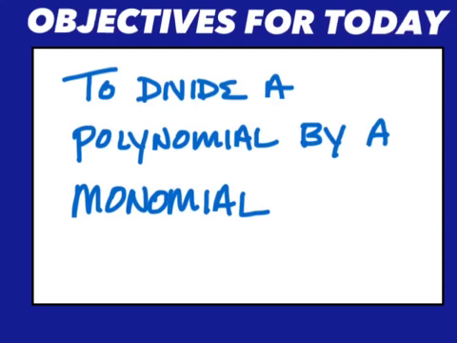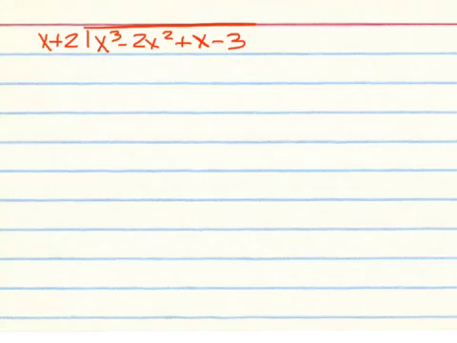The objective today is to divide a polynomial by a monomial. Here's the first example. x to the third minus 2x squared plus x minus negative 3, and you're dividing that by x plus 2. Step number 1 is to figure out what you must multiply x by to get x to the third, and that would be x squared.